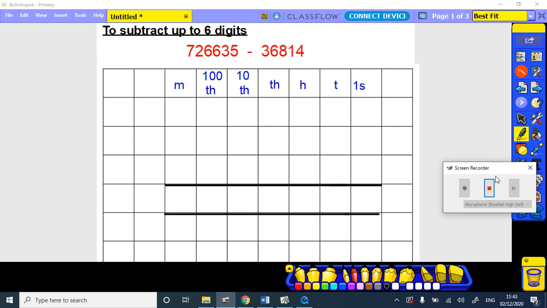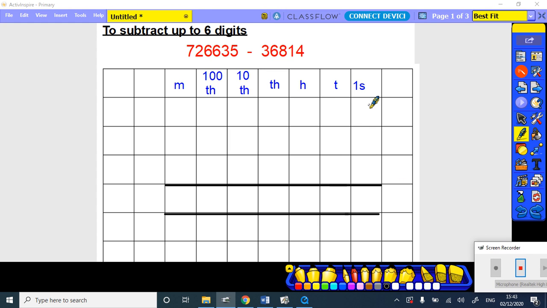Hello everybody. Today we're going to look at how we can subtract whole numbers up to 6 digits. And this is the question we're going to do: 726,635 take away, or subtract, 36,814. The first thing we need to do is to write our numbers into the correct place value columns.